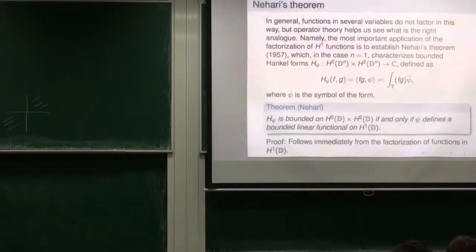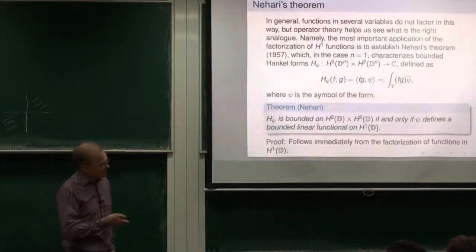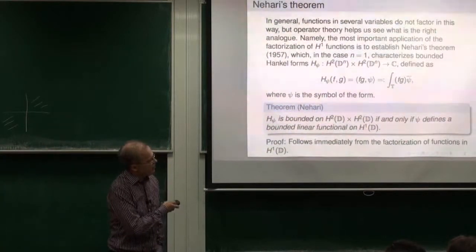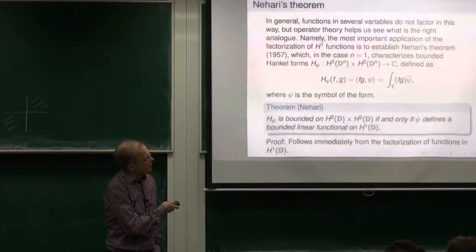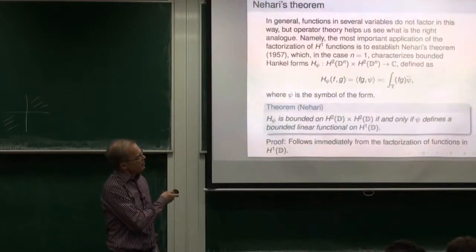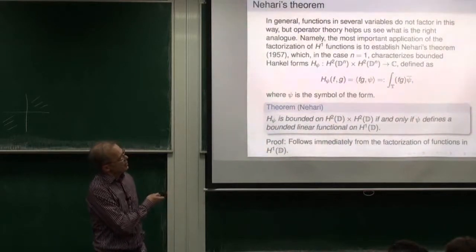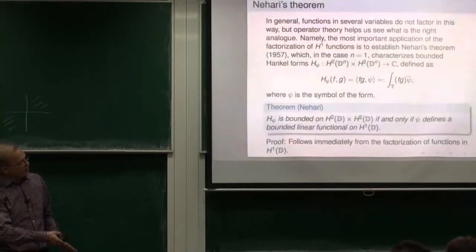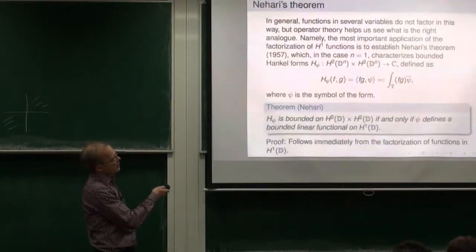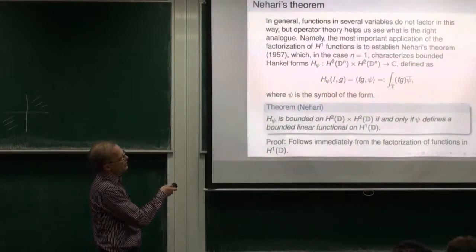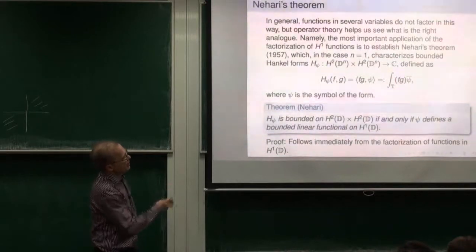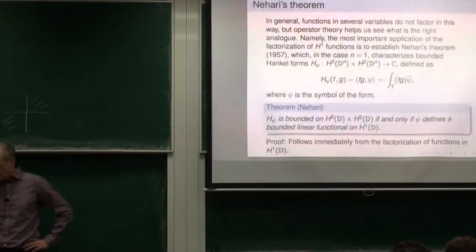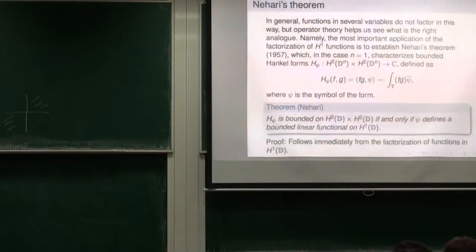And this follows immediately from the factorization, as I said, of functions in H^1. In one direction, the sufficiency is immediate because the product of two functions in H^2 will be in H^1. On the other hand, if I plug an H^1 function in, I can write it as a product of two functions in H^2, and then I see that it has to be. That gives me the necessity of this condition.